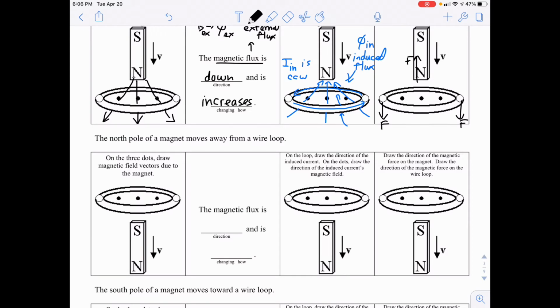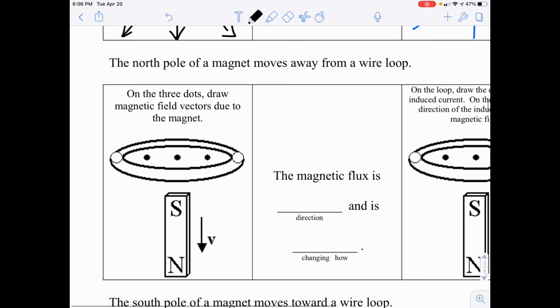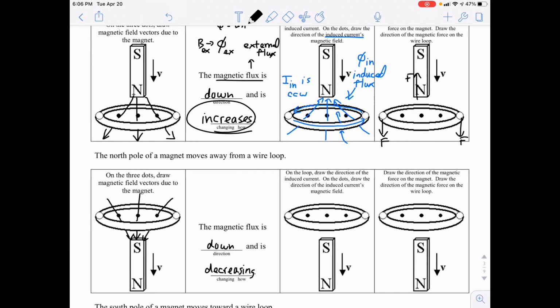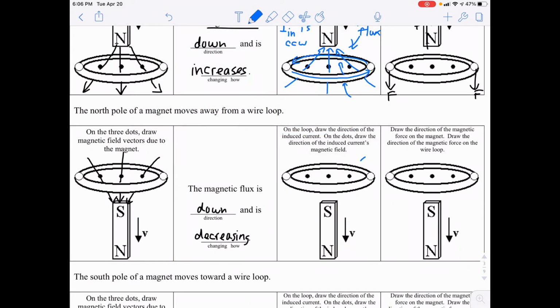Now the north pole of the magnet moves away from the wire. Well, if it moves away from the wire, then what do we have? We have field lines going into the south pole like this. But since it's moving away, the magnetic flux is down, but it's decreasing since it's moving away. Now, what are the key differences here? When the flux increases, the induced flux opposes the external flux. But when the flux is decreasing, it will essentially replace it and go the same way. So the induced flux also will be pointed downwards because it's essentially replacing the loss of the external flux.